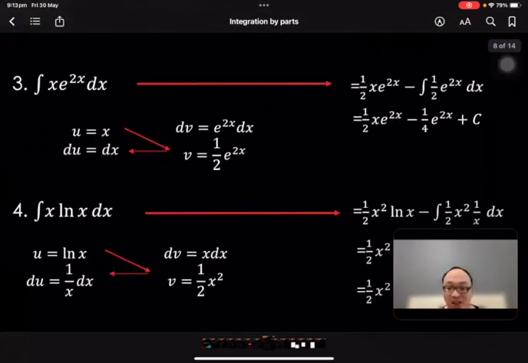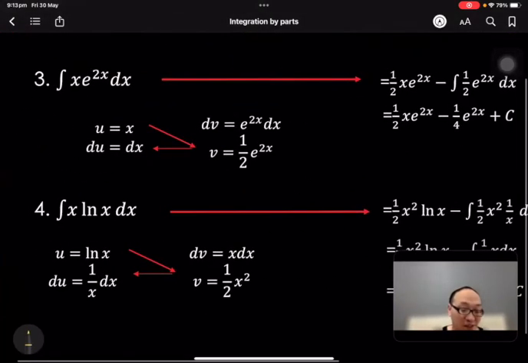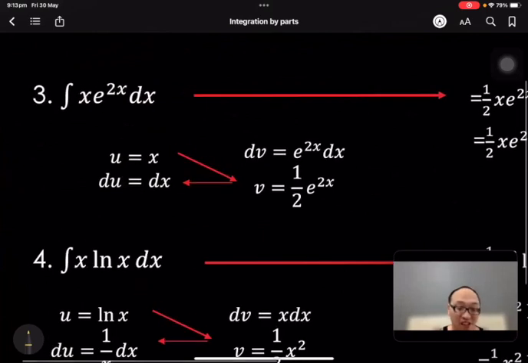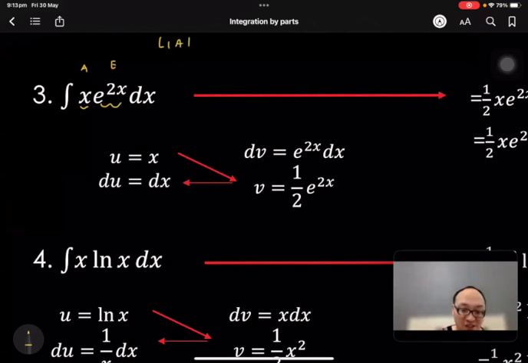Let's see the other examples. Number 3. Now we have x and e to the power of 2x dx. Okay, let us identify. Well, x is an algebra, e is an exponential. Again, LIATE. So A comes before E. So x will be u, and e will be dv. So u is x, du is dx, and dv is e to the 2x dx.